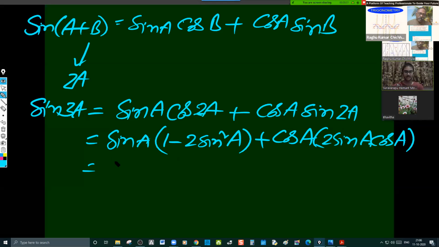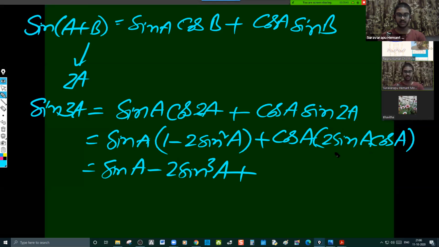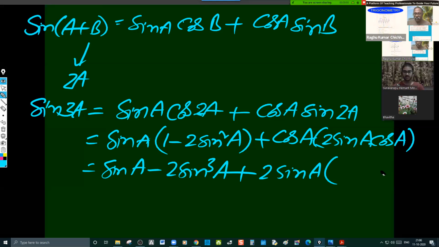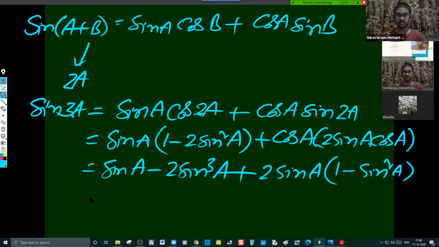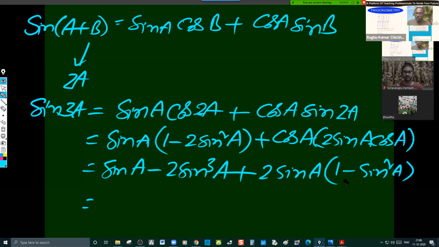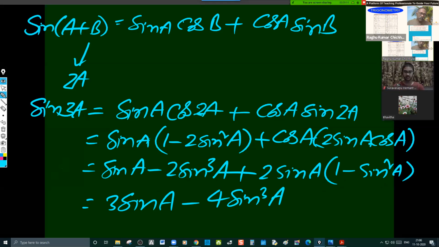Sine A minus 2 sine cube A, and keep the 2 sine A as it is, plus cos A into cos A, cos square A. How can cos square A be written? 1 minus sine square A. Just expand it. 2 sine A plus sine A gives 3 sine A, minus 2 sine cube A minus 2 sine cube A, which gives minus 4 sine cube A. So this is the sine 3a formula.